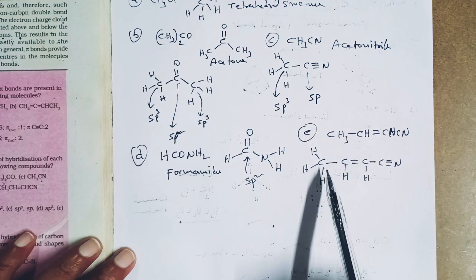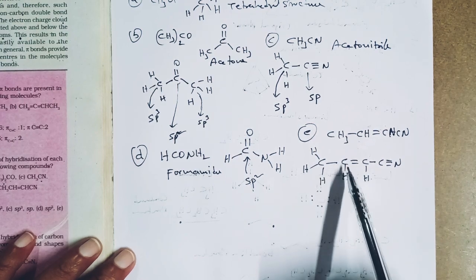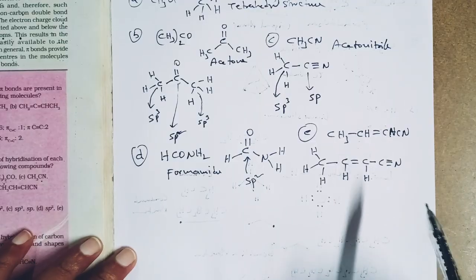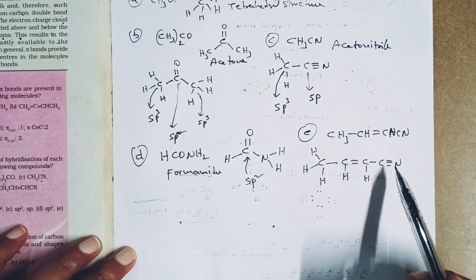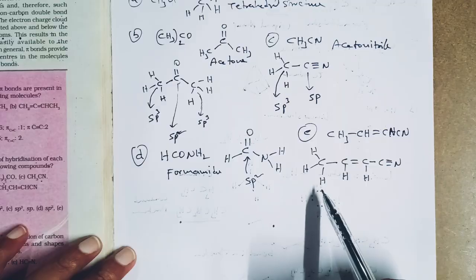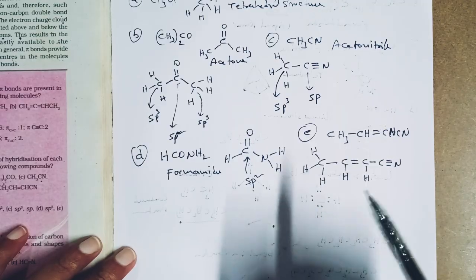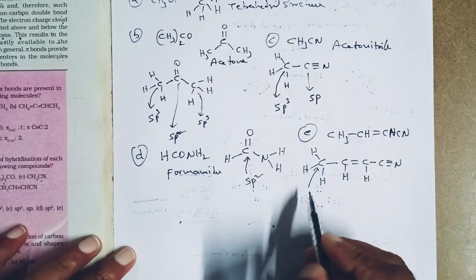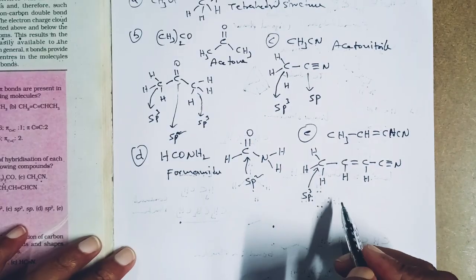You can see everywhere carbon has four bonds. This carbon also has four bonds, this carbon also, this carbon also, and this carbon also. Nitrogen has three bonds, and hydrogen has one bond. So for this carbon, all are single bonds, so obviously it is sp3 hybridization.